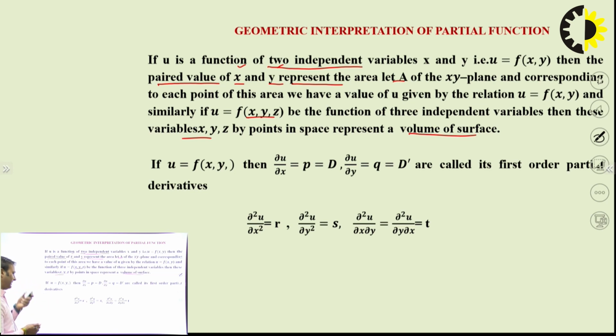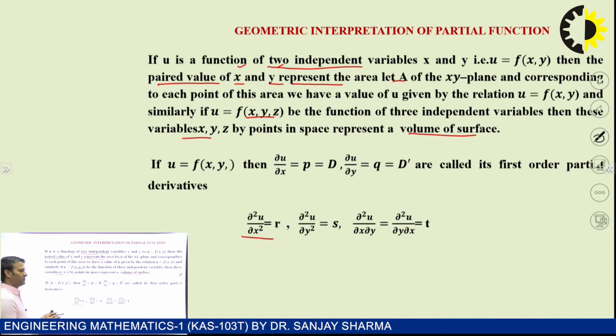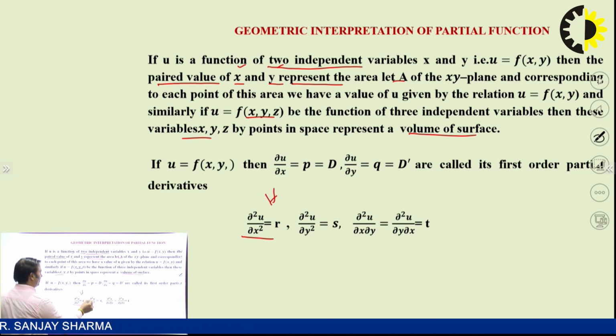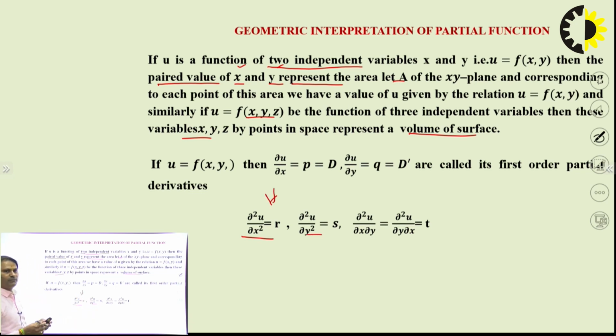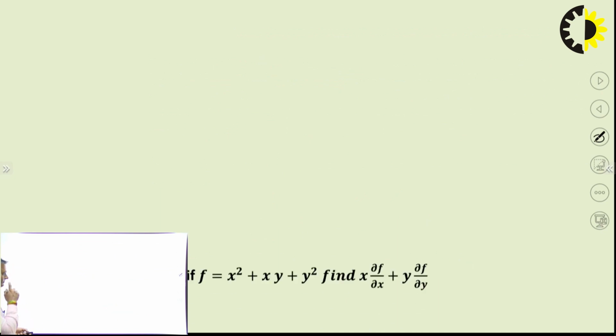Similarly, you can see, and even note down in your copy, that the double-order differentiation of any function with respect to x is always denoted by r. This is the fixed value, right? These are the fixed notations. Similarly, the differentiation of your function u with respect to y two times is called s, and the one with respect to x first then y, and y first then x, is always denoted by t. So these are called r, s, t. You have to remember these.